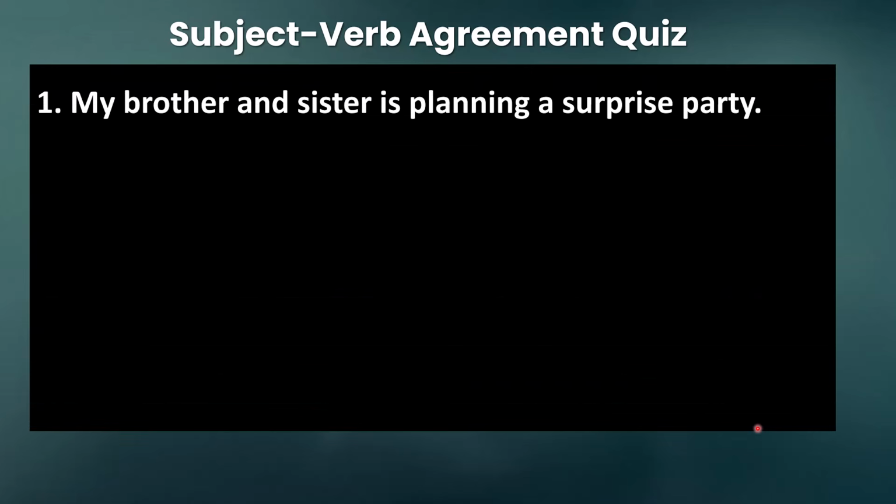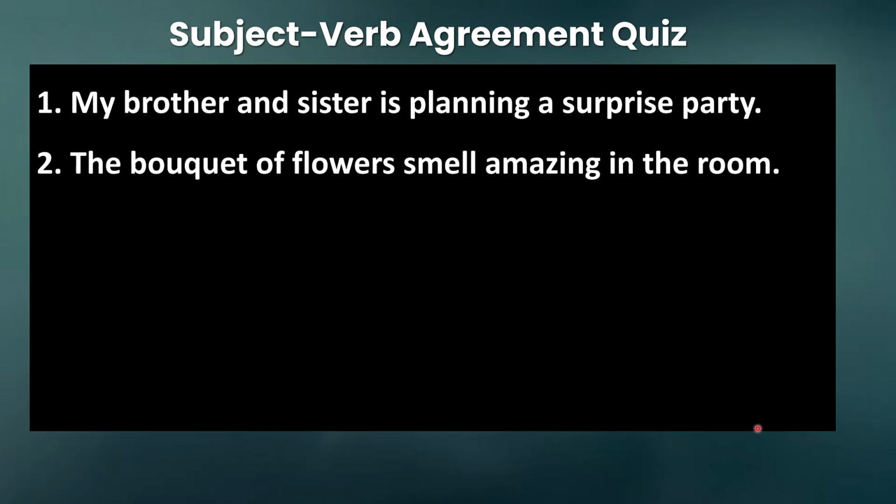So now it's time for our quiz. There are 6 questions in total, and some of these sentences contain subject-verb agreement errors, so correct any errors that you identify. Let's begin. Number 1. My brother and sister is planning a surprise party. Number 2. The bouquet of flowers smell amazing in the room.